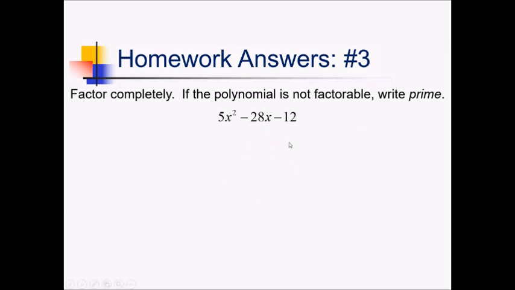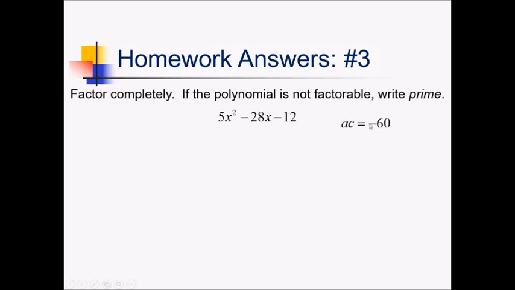For this problem, I notice that I don't have an a value of 1. And let's see here, I can't really take out a common factor. 5 is not going to go into 28 or 12. So it's guess and check or AC method. I'll go with AC method. So we've got 5 times -12. That's going to be -60 for my AC value. And now I need to find factors of -60 that add up to -28.